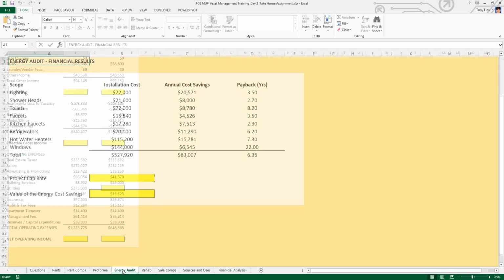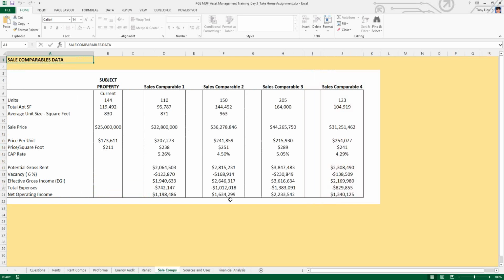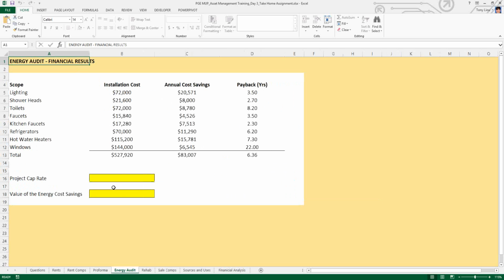Let's go to utilities. I want you to calculate what utility savings is, assuming that we do everything in the energy audit and the rehab. Then tell me what the projected cap rate is. I give you sales comps here, so based upon these sales comps, I'd like you to tell me what cap rate you would put in there. Enter the value of these cost savings.